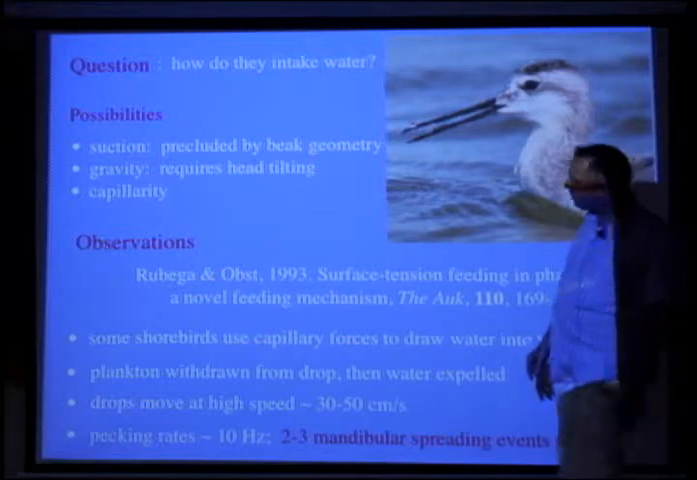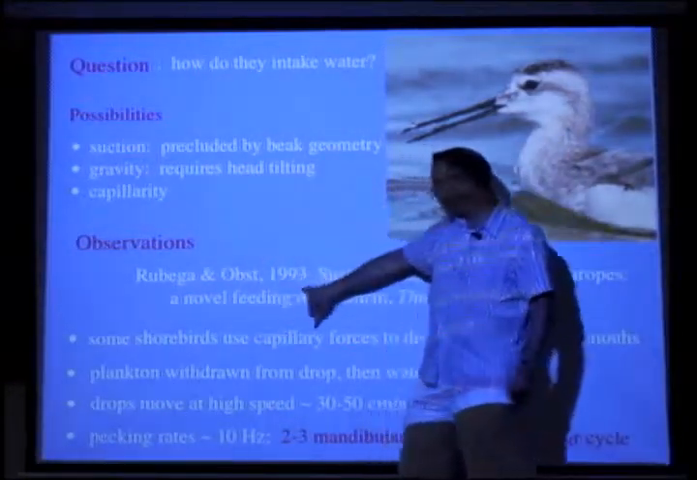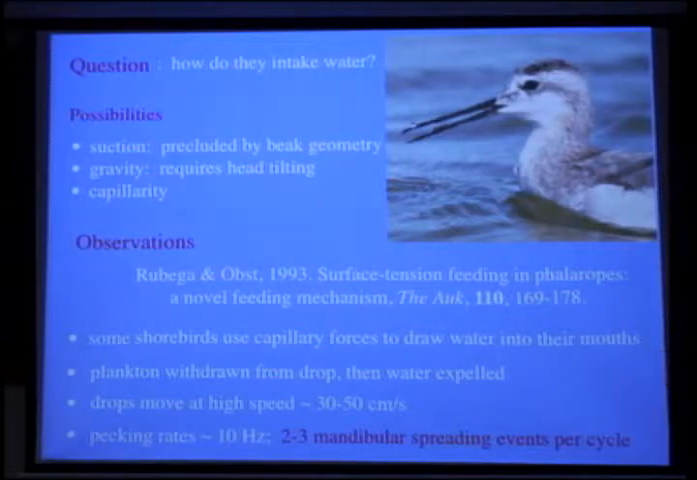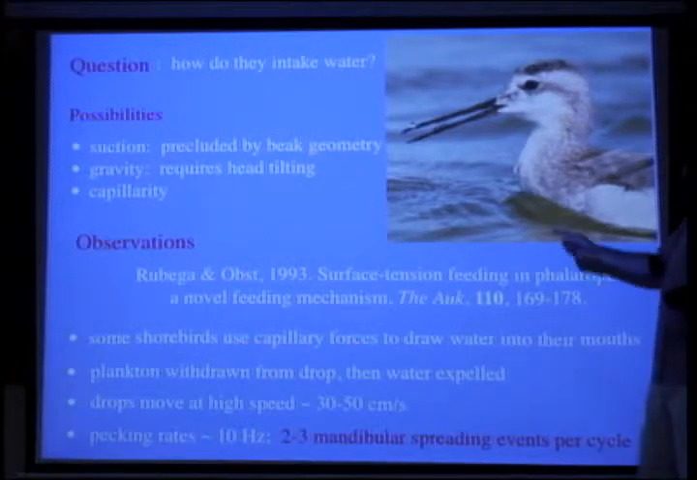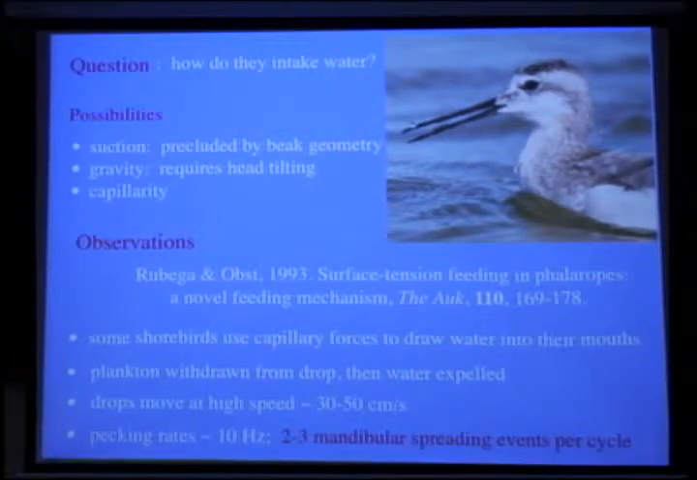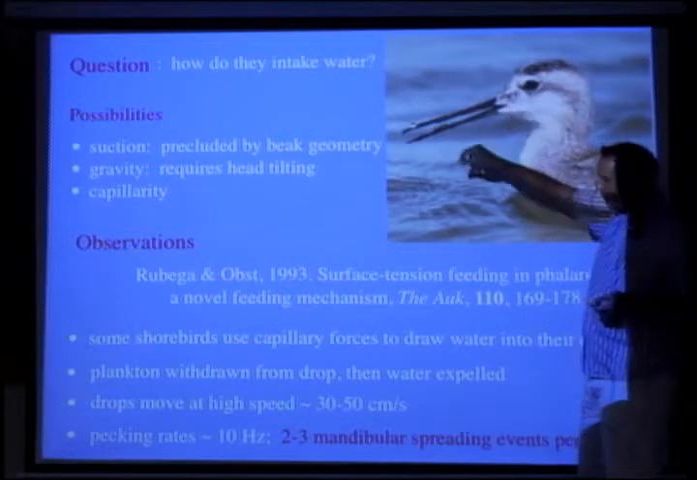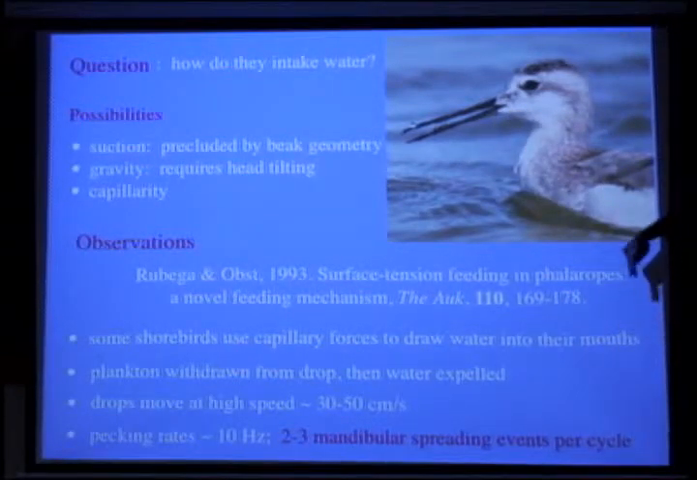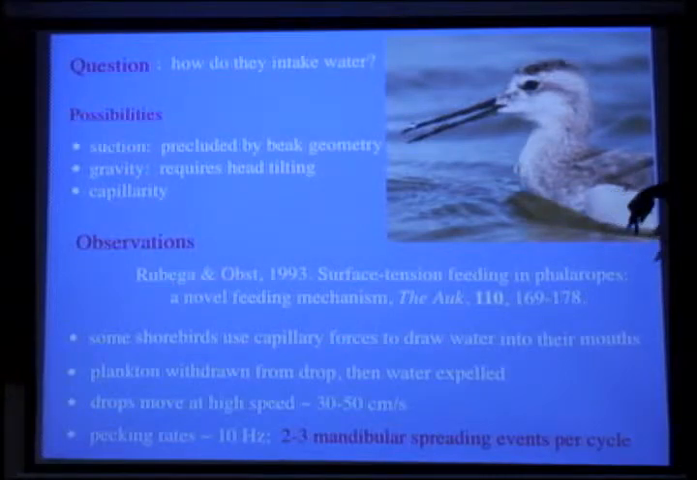So Rubega looked at this problem. They noted that it must be surface tension, but they didn't exactly say how. They suggested that maybe it was like capillary rise, right? But does capillary rise work in the beak geometry? Not clear, but we can answer that. Again, they basically draw up their prey, grab the prey, and then expel the water. They do this 3 times per cycle. So in order to move the drop from the tip to the mouth, they have to open and close the beak 3 times.